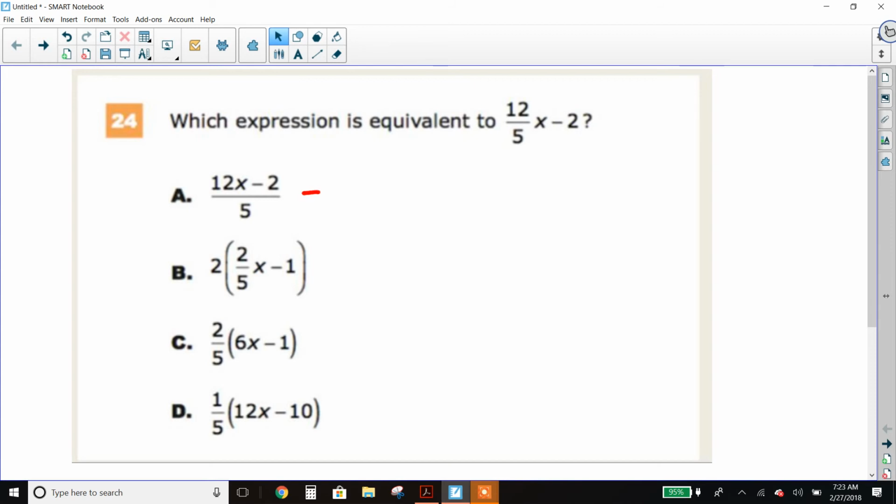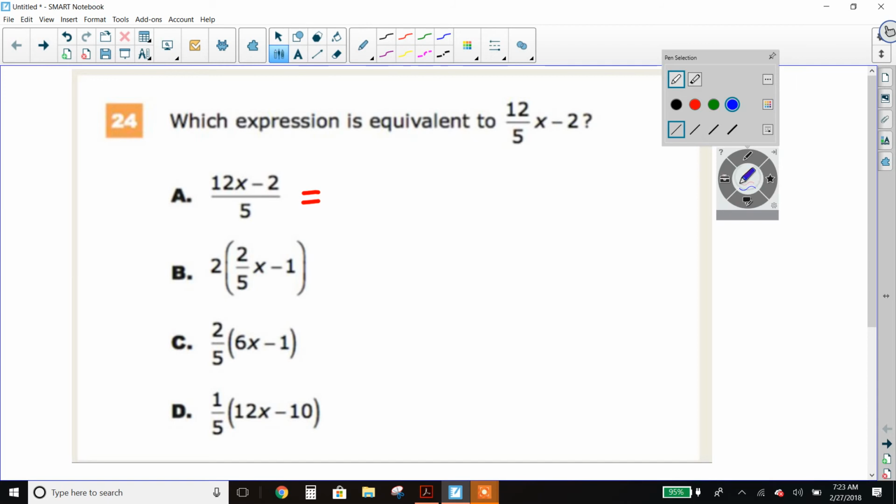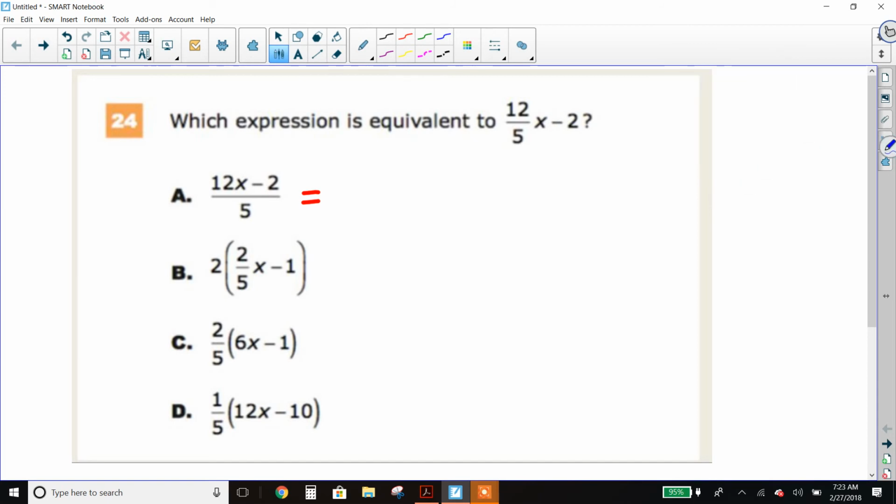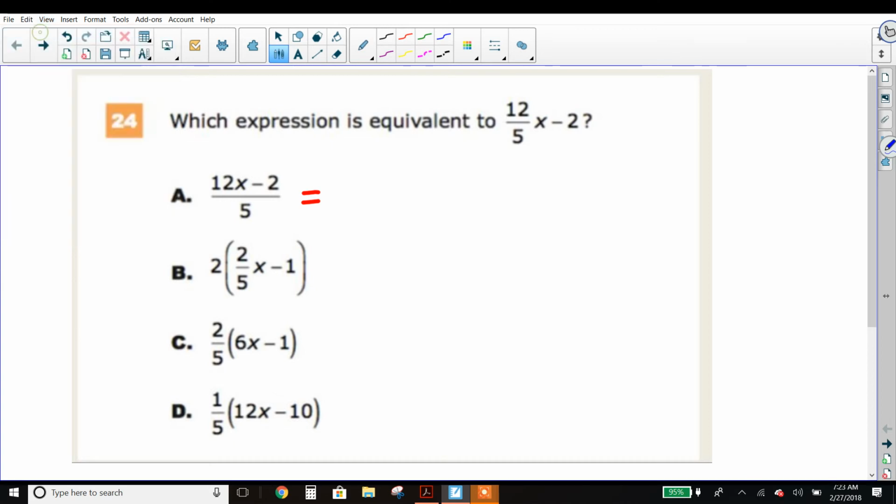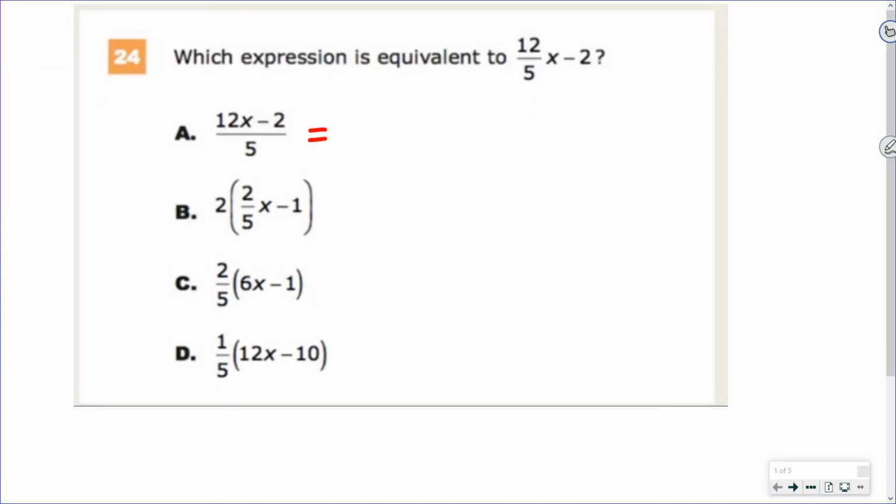Now, this problem here, if you wrote it out correctly, would be, let me go ahead and change pens because Mr. Hale likes a certain pen. Oh, then let's make this a full screen for you. All right, so if we simplified this out, if we wrote this out the correct way, this is 12x divided by 5 minus 2 divided by 5.